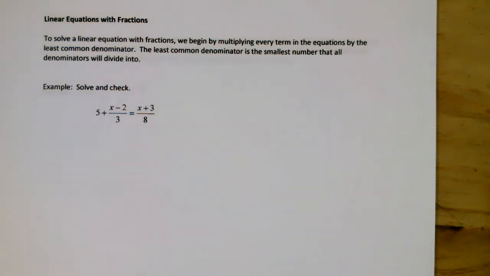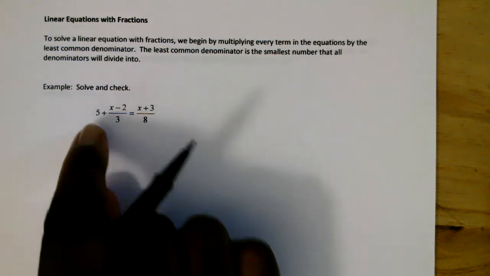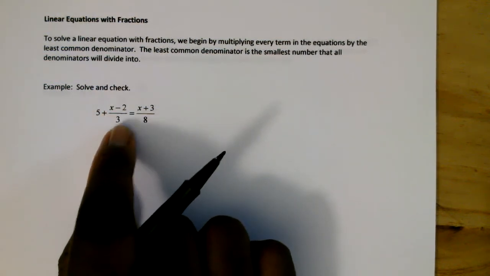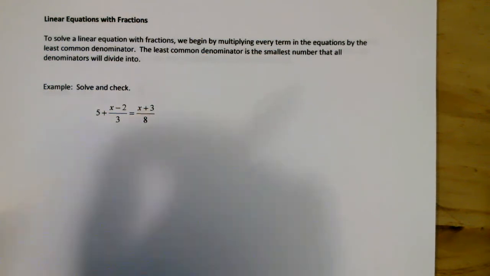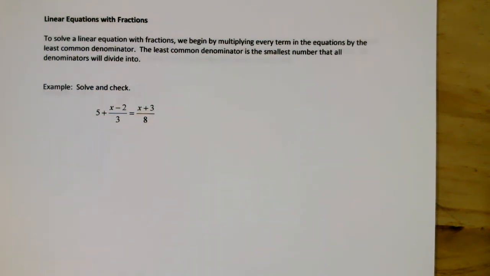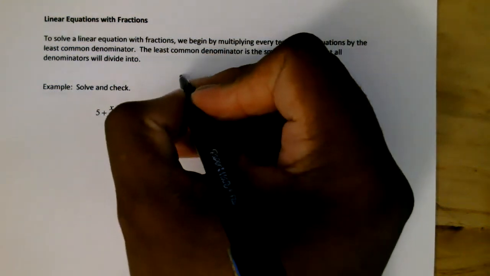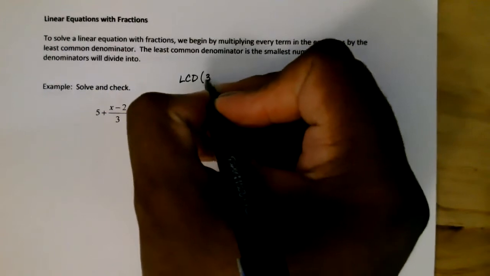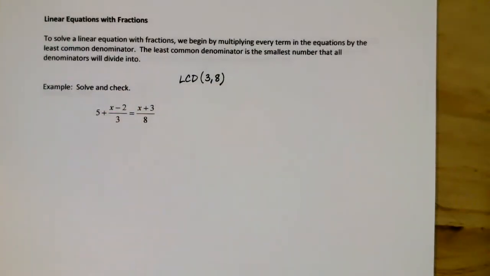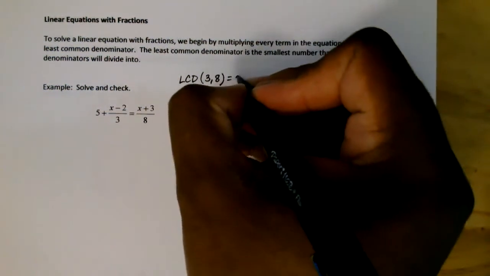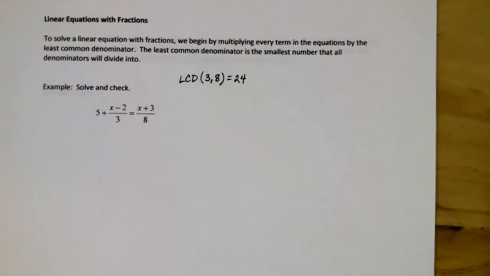So like in this example right here, we want to solve and check, which in this case is 5 plus the quantity x minus 2 all over 3 equals x plus 3 all over 8. Now notice we got a 3 and an 8 in the denominator. So that means we need to find what the LCD is for 3 and 8. That means we need to look for the smallest multiple for 3 and 8. In this case, it's going to be 24.